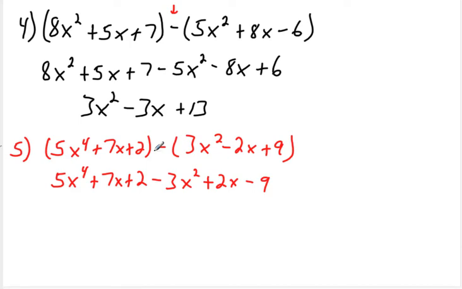These first two are not like terms, so the 5x to the fourth remains by itself. Now we have a minus 3x squared. We have a 7x and a 2x. And we have a 2 and a minus 9, so minus 7. So we're done with that one. Going on to number 6.